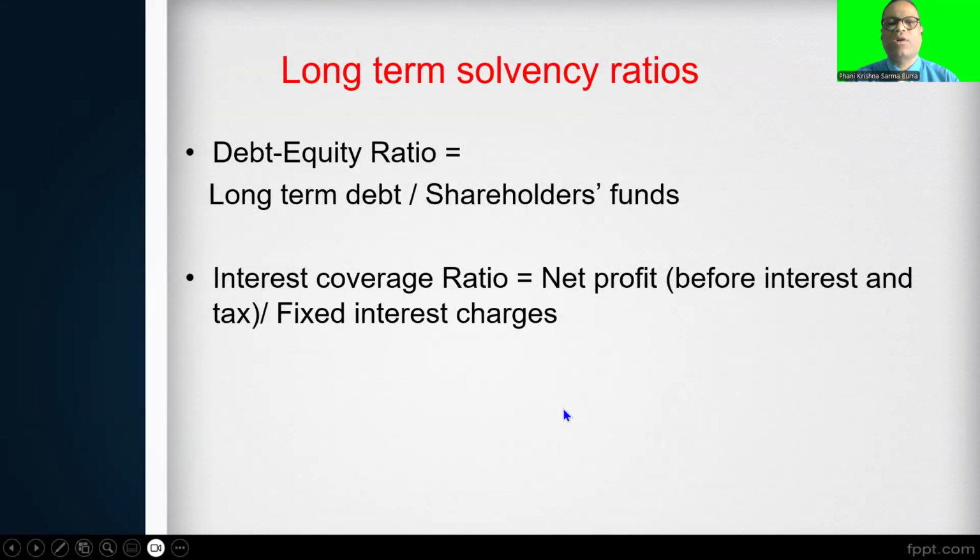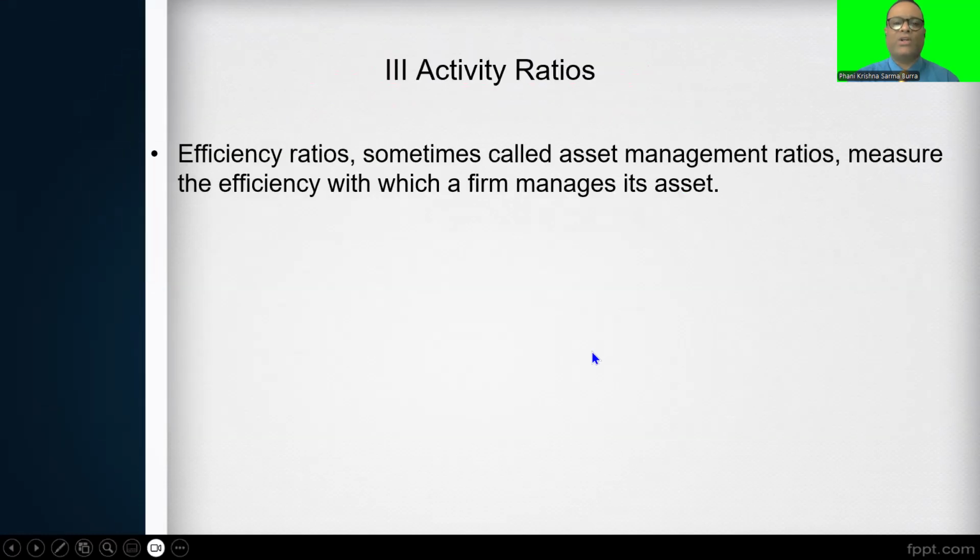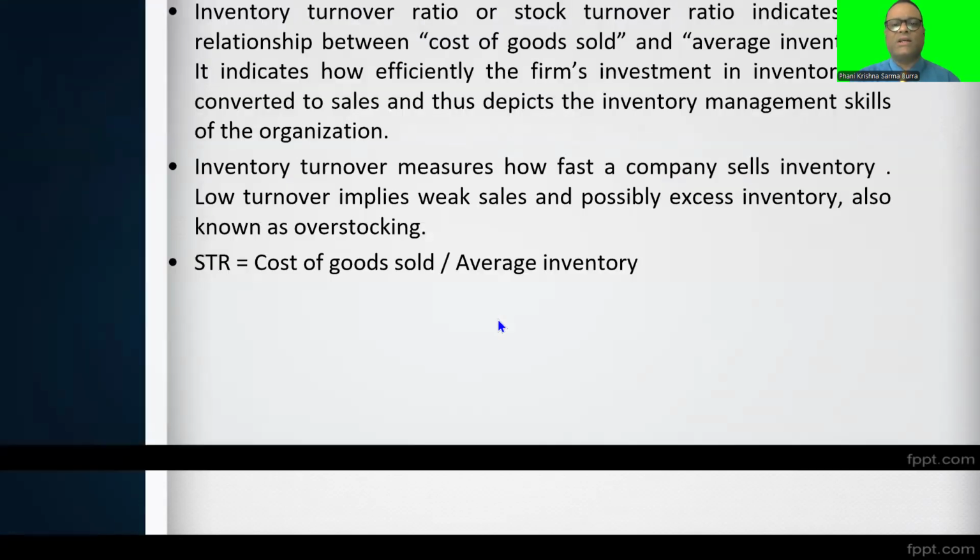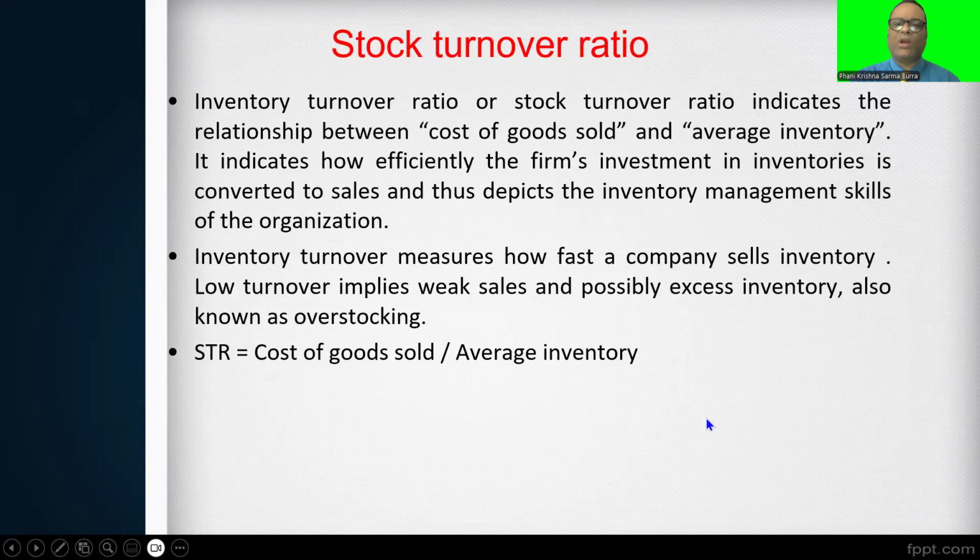Debt equity ratio: long-term debt by shareholders' funds. Interest coverage ratio: net profit before interest and tax by fixed interest charges. Activity ratios, or efficiency ratios, sometimes called asset management ratios, measure the efficiency with which a firm manages its assets. Inventory turnover ratio or stock turnover ratio indicates the relationship between the cost of goods sold and average inventory.